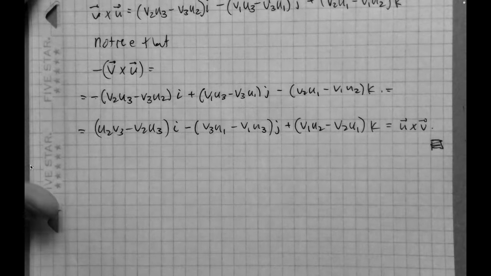Okay, so just something to note: u cross v does not equal v cross u. So it's not commutative.